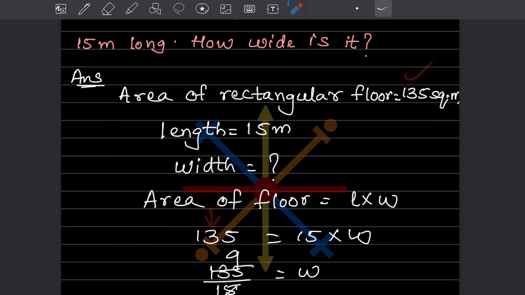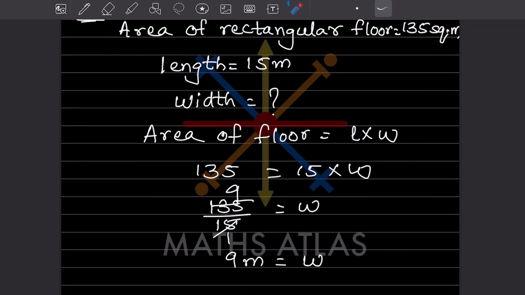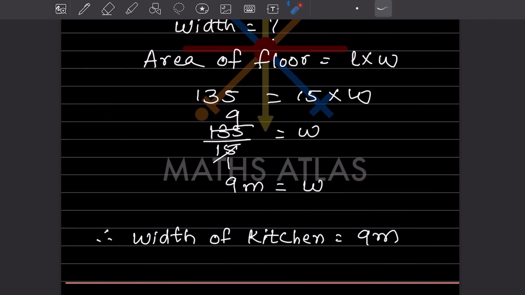So below this, we are going to write 135. And here the length is given as 15. And this is the width. So when we divide this, 15 times 9 is 135. That is the width. So 9 meters is equal to the width. So the width of the kitchen is 9 meter. That is what they have asked.